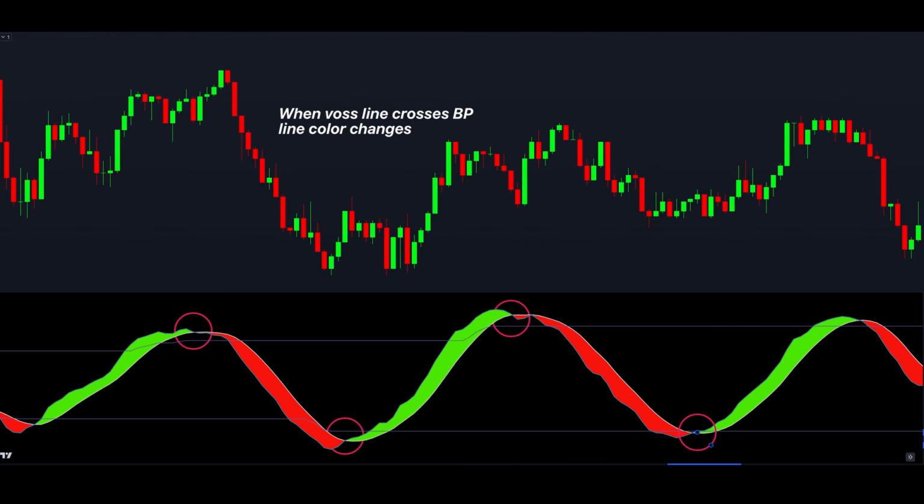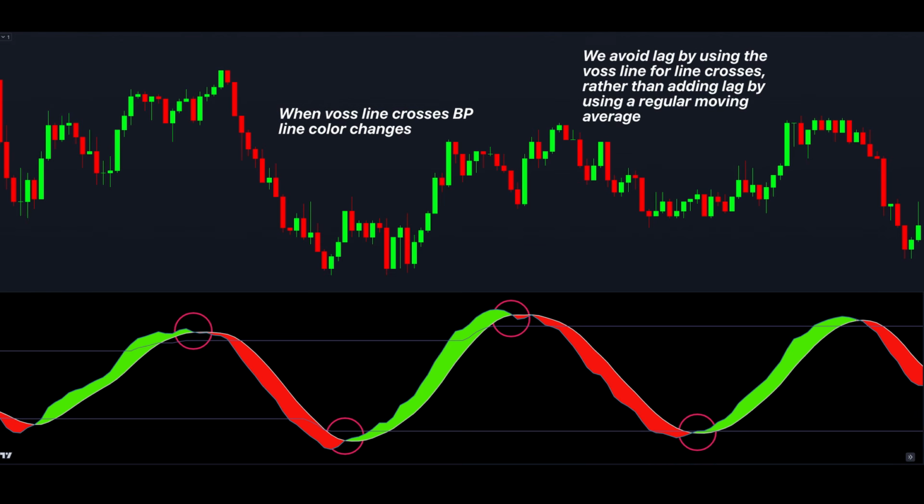You might be familiar with using line crosses on an oscillator for entries, like on the stochastic RSI. The cool thing about this indicator is that since the Voss line is created in advance of the filter line, we don't introduce a lot of lag by waiting for the cross. Imagine if we took the white filter line and then put a moving average over it and used crosses with that to develop trade rules. We would be adding a large amount of lag in order to use the cross signals. With this, we're able to use the line cross signals that aren't delayed as much as with normal indicators.